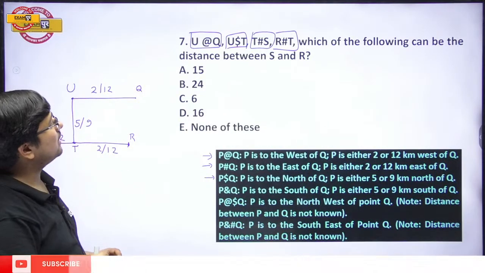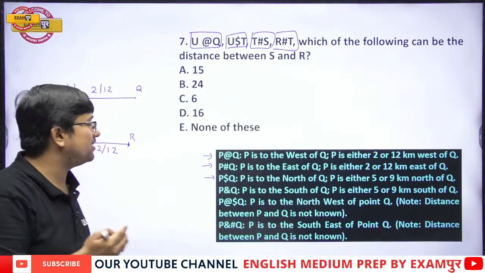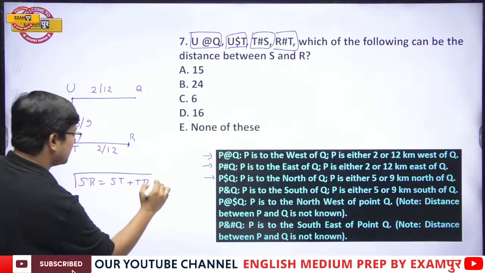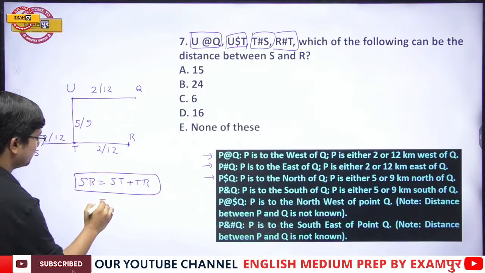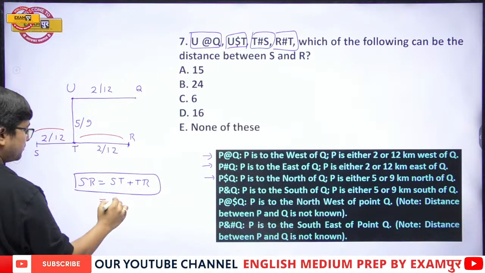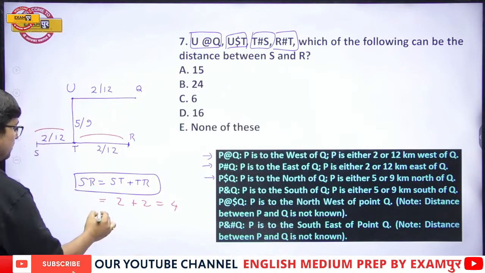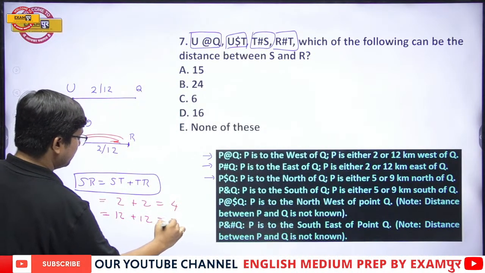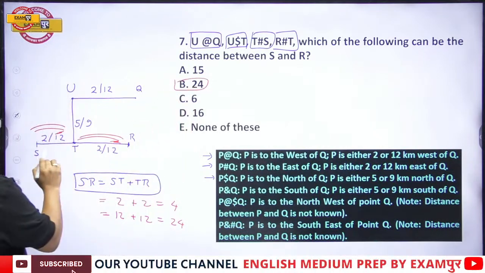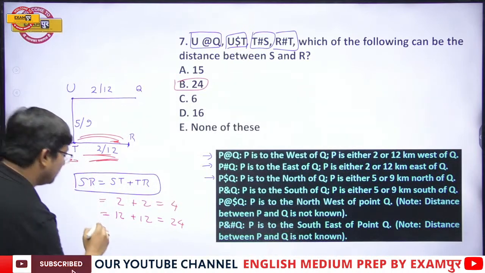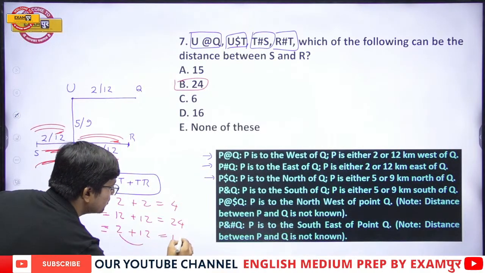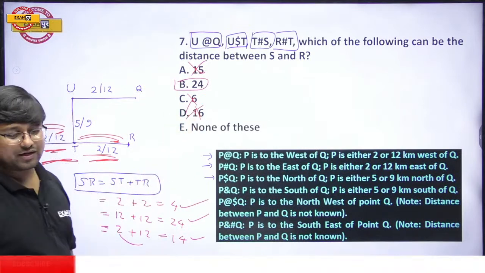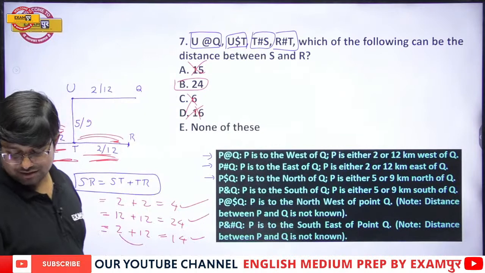The question asks which of the following can be the distance between S and R. See, SR equals ST plus TR. Just remember this. Now, what are the various permutations and combinations? Both can be 2 and 2, so 4 is one possibility. Both can be 12 and 12, so 24 is another. If one is 2, the other can be 12, so 2 plus 12 is 14. These are possible, but the others are not, and therefore the right answer is option B, isn't it, everyone?